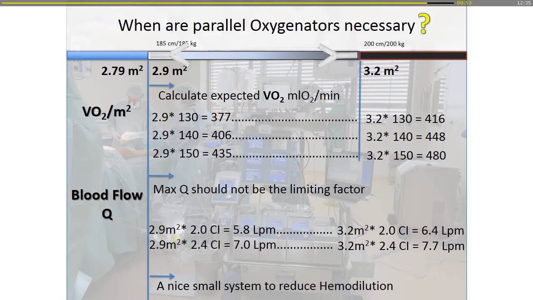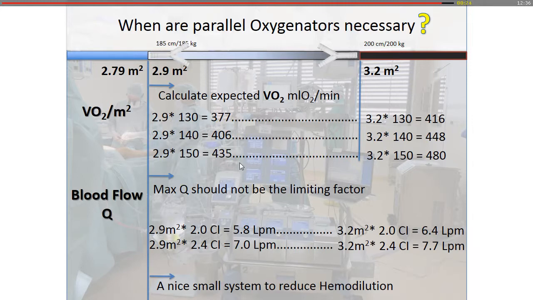When are parallel oxygenators necessary? My largest patient was 2.8. I would have no problems going up to 2.9. From 2.9 to about 3.2 is a gray area. We don't know what's going to happen with these patients, whether they're going to be so metabolically active that one oxygenator would not work. So put in 2 connectors and have an extra oxygenator ready to put into the circuit.